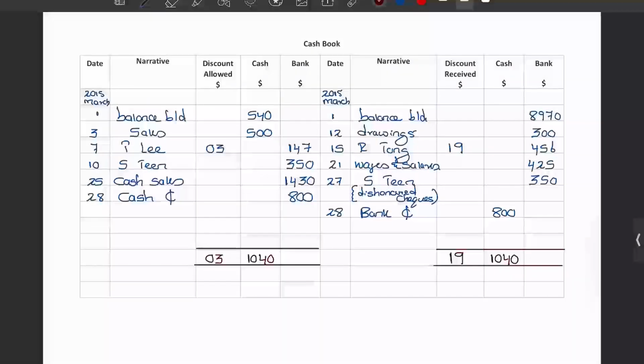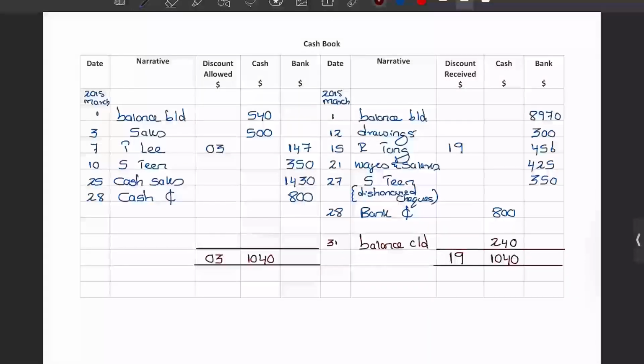On which side is there a shortage? Credit side. How much is the shortage? 1040 minus 800 is equal to 240. Yes, perfect. 240. Right? What do you call that? 240, March 31st, balance CD. Balance CD will be 240.